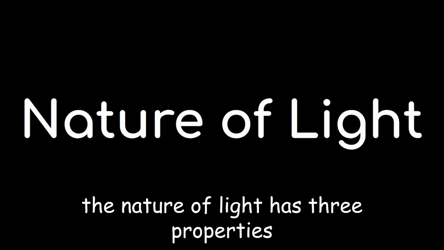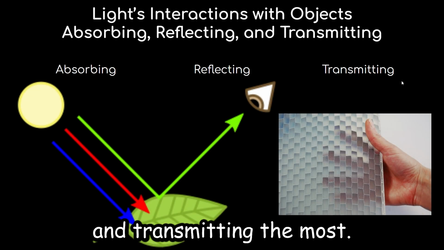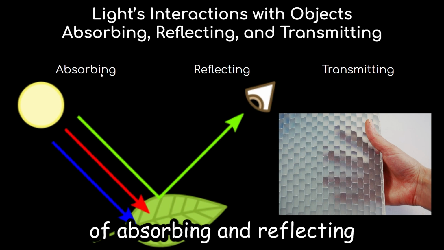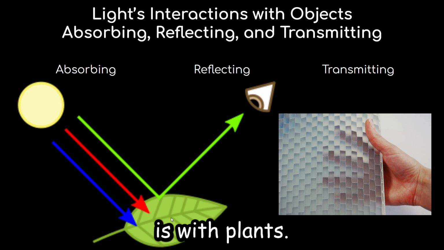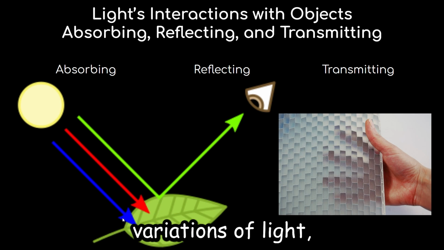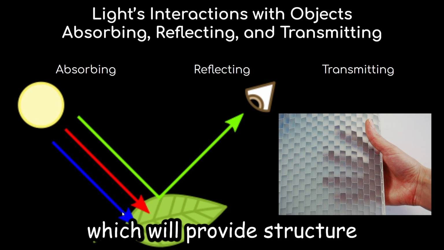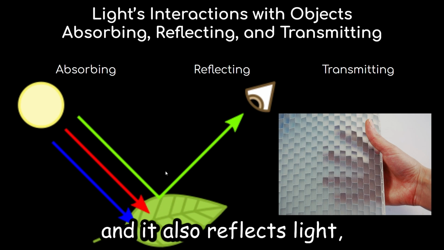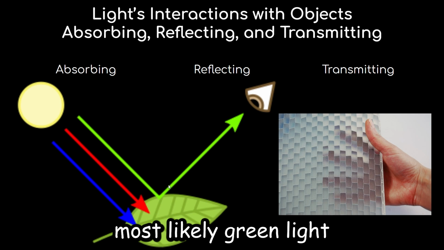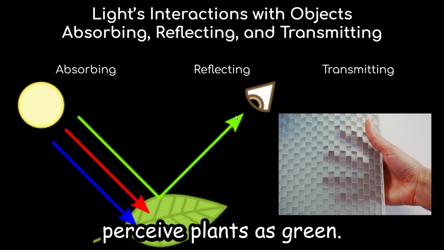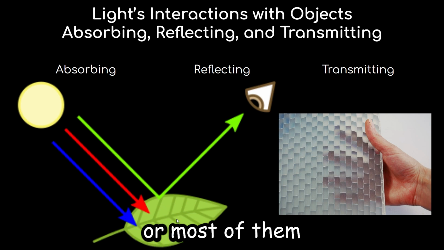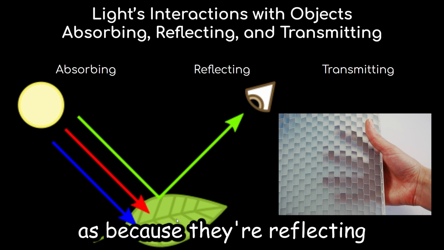The nature of light has three properties, those being absorbing, reflecting, and transmitting. The best example, in my opinion, of absorbing and reflecting is with plants. Plants absorb red and blue variations of light, which will provide structure and functions within the plant, and they also reflect light, most likely green light, which helps us perceive plants as green. This is the main reason why most plants are green: they're reflecting this color of light.